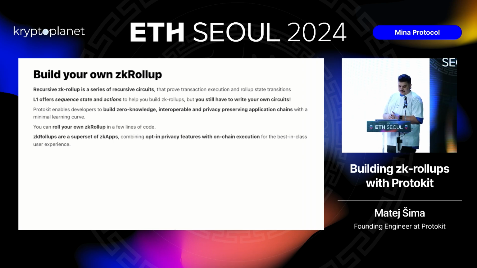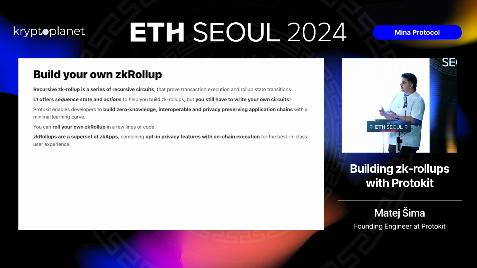The L1 itself also has some primitives that help us with this. We can do something called based sequencing. That means that we can use the L1 as a mempool, and that helps us alleviate things like censorship concerns thanks to the L1 consensus.